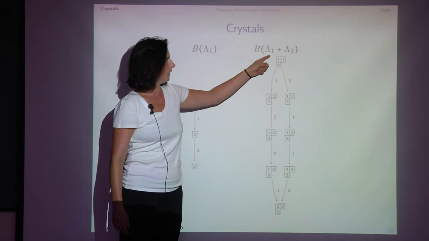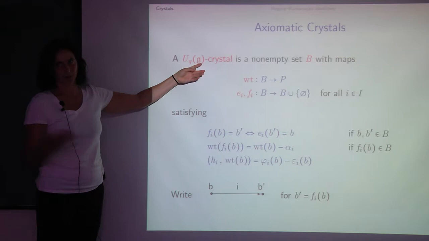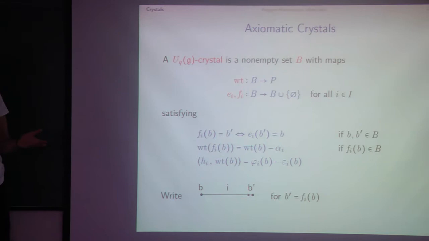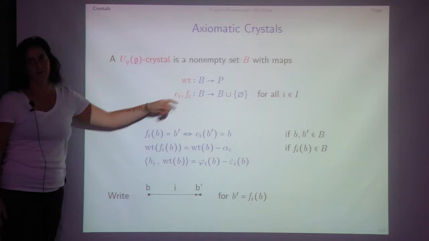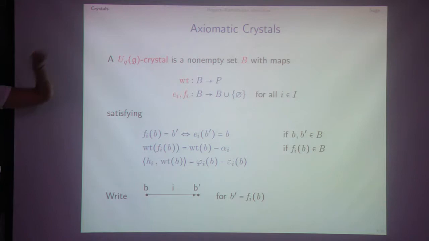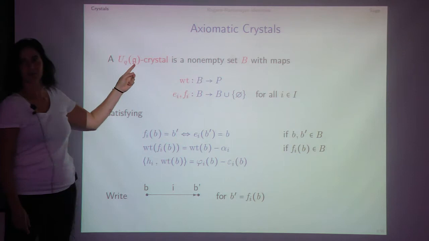Now I want to tell you a little bit more formally what I mean by a crystal. G for me is now just some Lie algebra, and U_q(G) would be the quantum group. A U_q(G) crystal is a non-empty set. In the picture before, those would be the tableaux that pop up as the vertices. And then we have maps, these e_i and f_i. The f_i, I already explained in the picture: it was the arrow going from one vertex to another vertex. And the i is precisely the color that I had, a 1 and a 2, right? So this i sits in an index set. The index set is precisely given by the Cartan matrix of our Lie algebra. So that's the index set I.